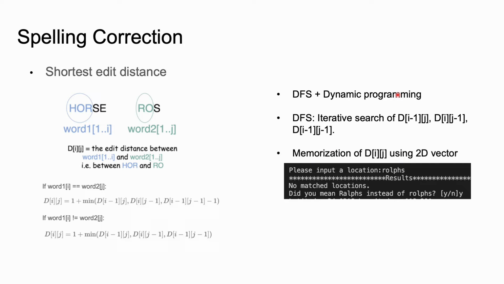The spelling correction function was achieved by combining DFS with dynamic programming. In the DFS, I iteratively search the three values and calculate the added distance based on the equation. The calculated values were stored in a 2D vector as memoization, and this figure shows a correction from a wrong name to the correct name.